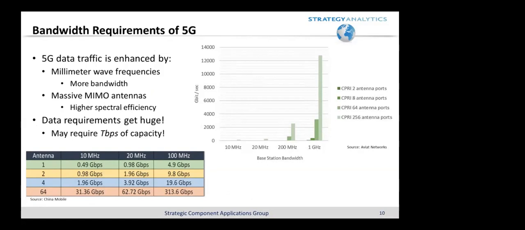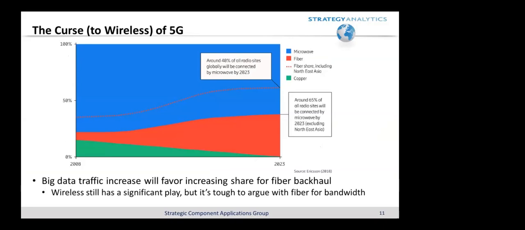The chart in the upper right takes that calculation a step further. It shows that with 256 antenna ports and 1 gigahertz channel bandwidths, so we're not quite at that point just yet, but we're headed in that direction. And when we get there, that antenna is going to generate about 13 terabits of data traffic. So that's the challenge to the wireless community. An even more rapid increase of 5G data traffic.